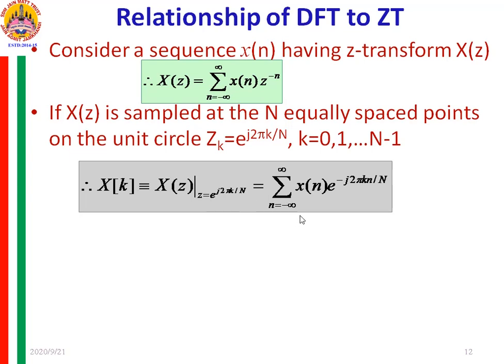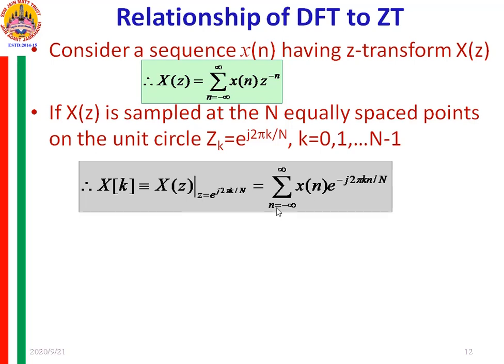And the summation n from minus infinity to plus infinity x of n e raised to minus j 2 pi k n by N. This may not be from minus infinity to plus infinity when we write the relationship with X of k, because for finding X of k we consider that x of n is a finite duration, finite energy sequence.